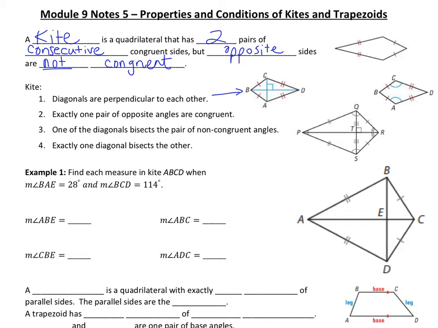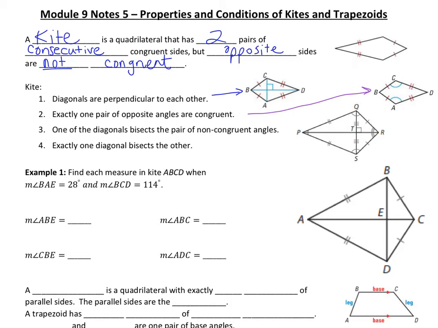Next, you have exactly one pair of opposite angles are congruent to each other. And if you look at where they show up in the picture, if we look at our consecutive congruent sides and the other consecutive congruent sides, it is the angles that connect the two of those together. So separate out your kite into two equal pieces.